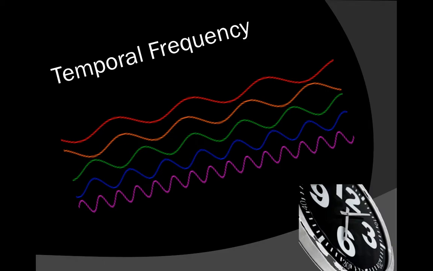Temporal frequency. The temporal frequency is a quantity that measures the number of repetitions per unit of any recurring event.